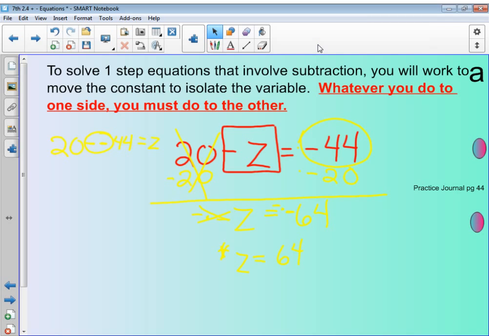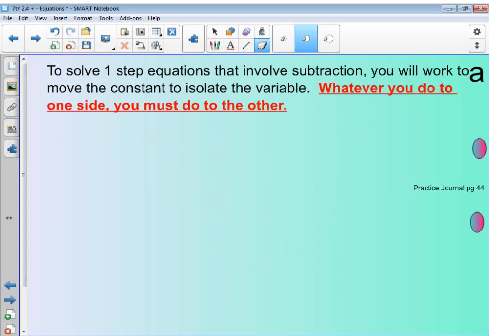Okay, so I'm going to give you one here. I'll try and not work too many integers into it so that you can practice one of those two methods. So let's say we have 40 minus M equals 54.